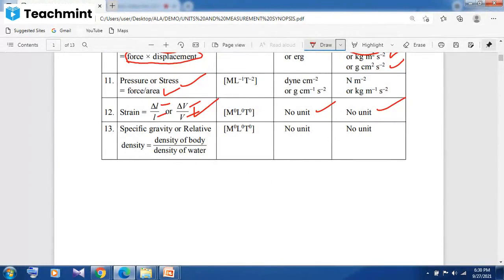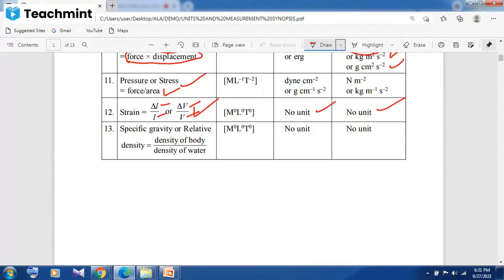Hope you understood it. Why do some physical quantities not have a unit? Because their equation ends up with the units cancelling each other. So that is why some physical quantities don't have any kind of unit.